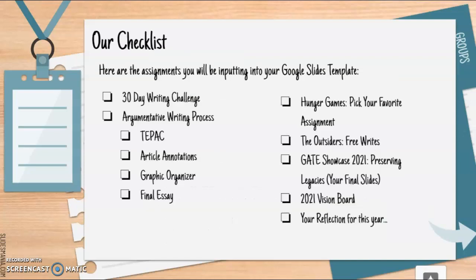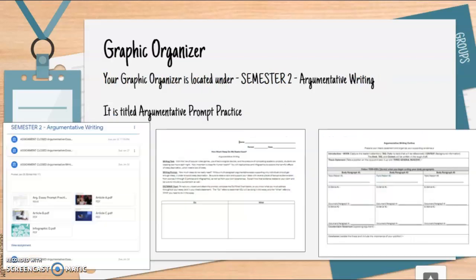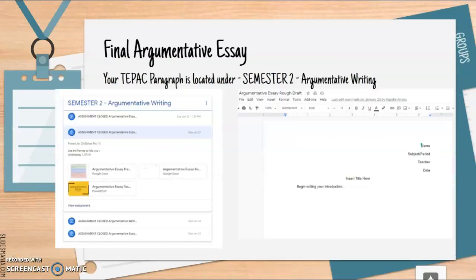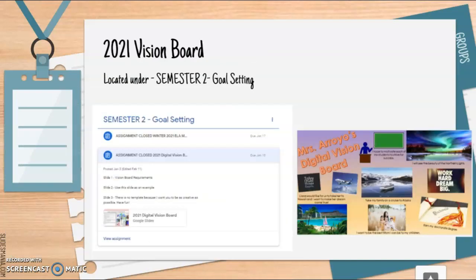Okay, so our checklist. This is where you guys should be. Last week, you guys were really working on this half of the checklist, getting your argumentative writing process in. Now you guys should be on this half, really closer to that vision board if you guys were at least inputting 2 assignments in a day. So I left these here for you guys again so you could have them. So all you have to do is go to our daily slides and agenda for today, and you guys will see exactly what assignments I'm looking for, in what category, and in what section.